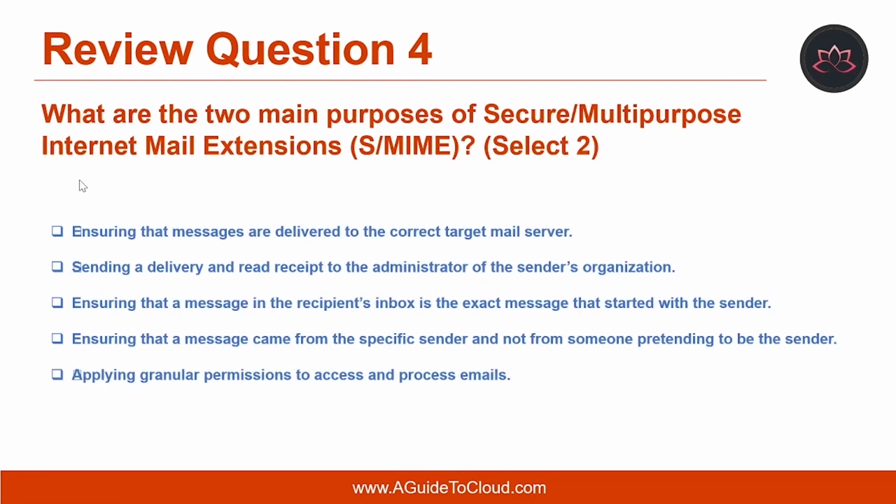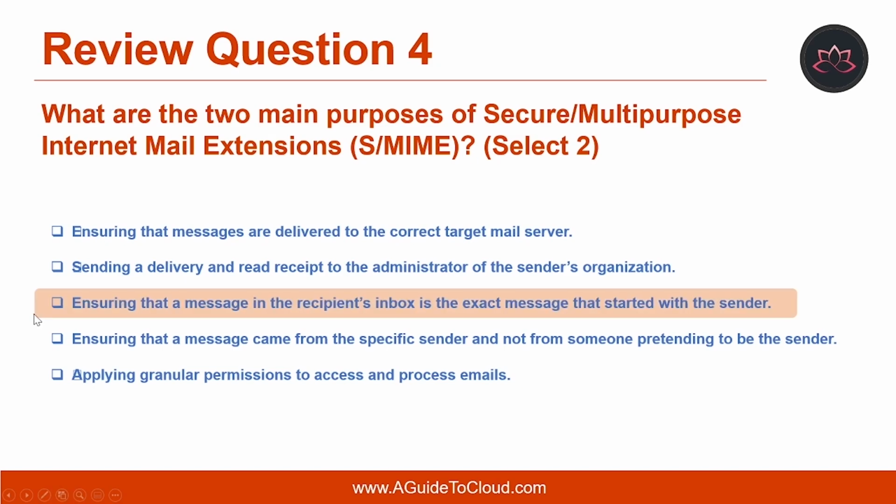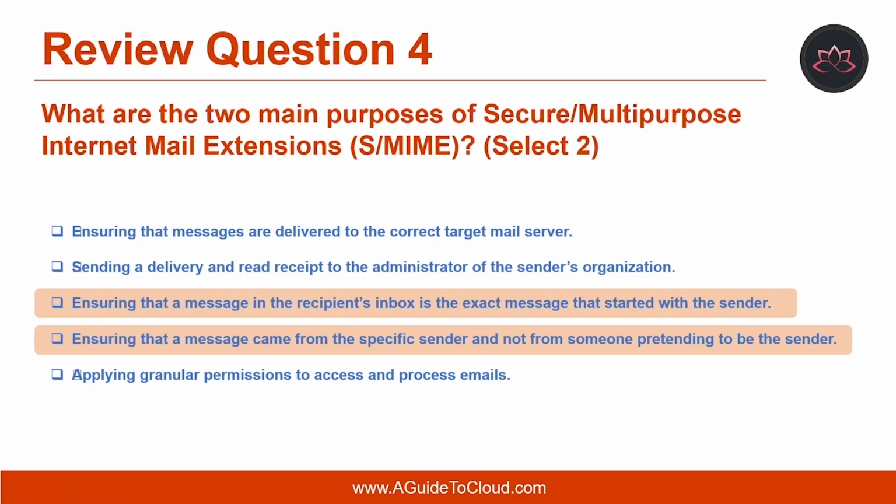Question number 4. What are the two main purposes of Secure/Multipurpose Internet Mail Extensions, also known as S/MIME? You need to select 2 answers. Correct answers are ensuring that a message in the recipient's inbox is the exact message that started with the sender, and ensuring that a message came from the specific sender and not from someone pretending to be the sender.